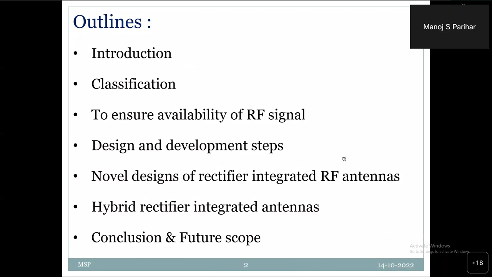Then we'll discuss how to design, what the steps are for making RF energy harvesting circuits. Then some novel published designs for rectifier integrated RF antennas. Then you can also combine RF with some other energy harvesting circuits, so we can call it a hybrid rectifier integrated antenna. And this talk will be completed by the future scope.